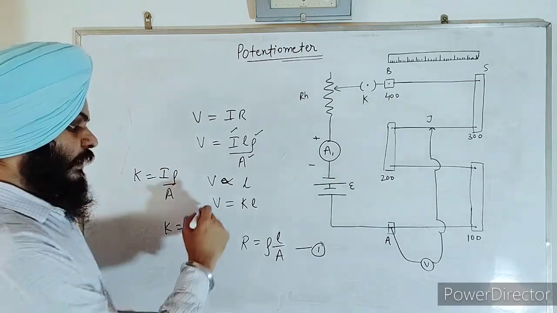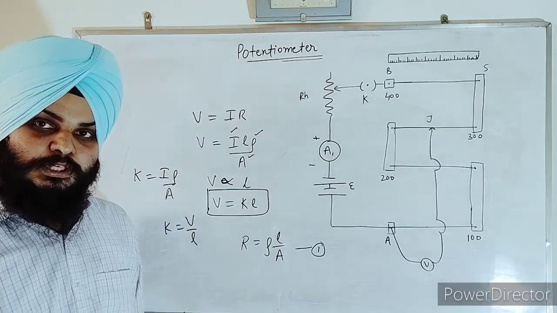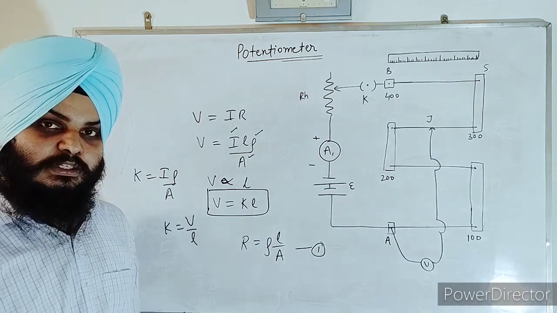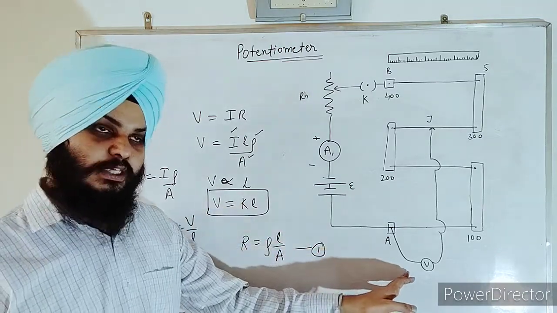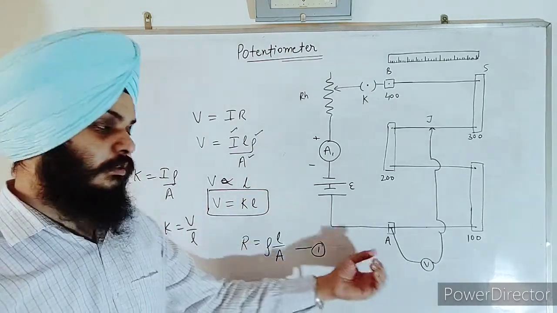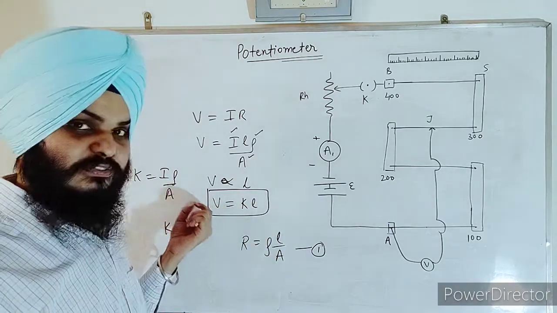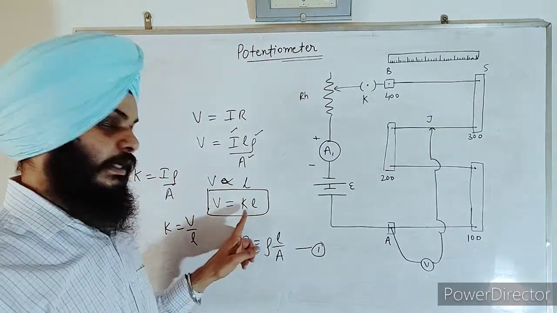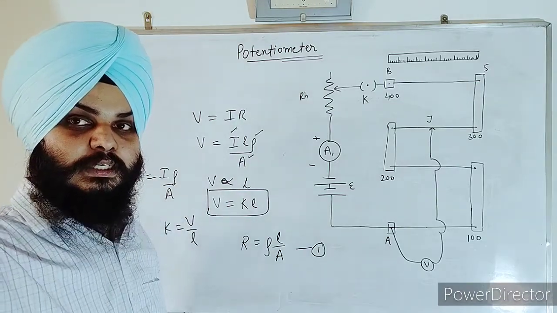So what you get is this principle: whenever you attach a potentiometer to some arrangement for which you are calculating the potential difference, you calculate the length for which this voltmeter shows no deflection. For that we can say the potential difference provided to the potentiometer is equal to K times the length it acquired on the potentiometer arrangement.